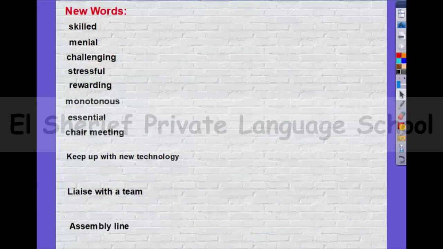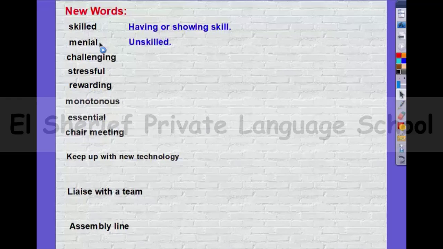Now let's move on and study these new words here. So the first 7 words, these are adjectives that are used to describe work or a job. Let's start with the first one. Skilled, having or showing skill. So skilled work needs someone who has had special training to do it. For example, nursing is a highly skilled job.